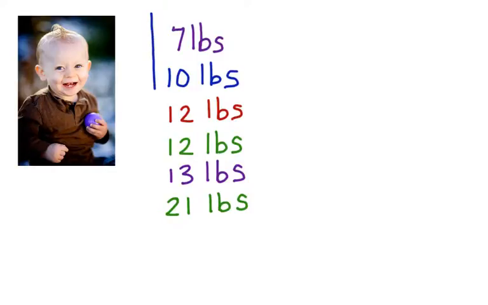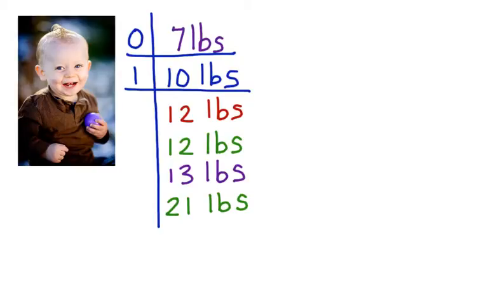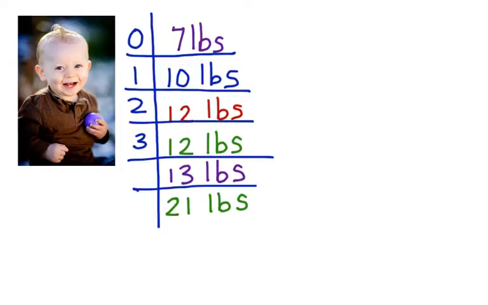If we were going to put this in a table, here's our pounds, and we could put months over here. So we could put 0, because he's brand new here, 1 month, 2 months, 3 months, 4 months, and finally 12 months. And we could graph this data. Let's take a look at how to do that.